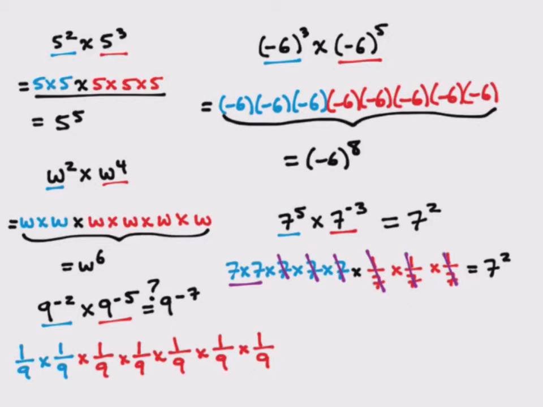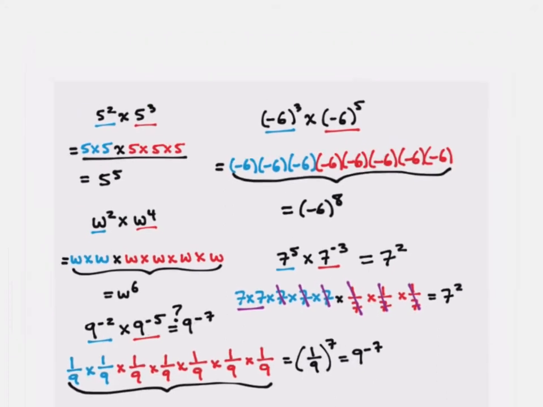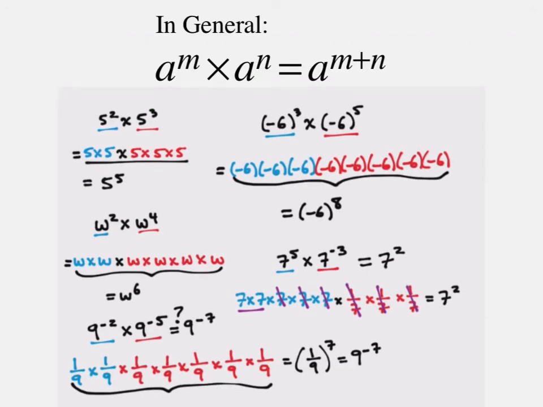All right, and it appears to me that we've got 7 1/9. So what I think we have is 1/9 to the 7th power. And note that this is the exact same thing as 9 to the negative 7th power. And so indeed, our property held again. And in general, for any real numbers a, m, and n, a to the m power times a to the n power will just equal a to the power of m plus n.